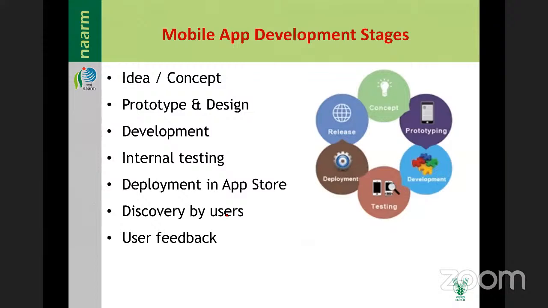Mobile app development stages. Suppose you are going to develop a mobile app. What things are required? Whether you are developing a mobile app, a website or a portal, it is common for all of these. First, we have to take the idea. What is our concept? How are we going to do it? The concept is more important. Then prototyping, then release. So here: concept, prototype and design.